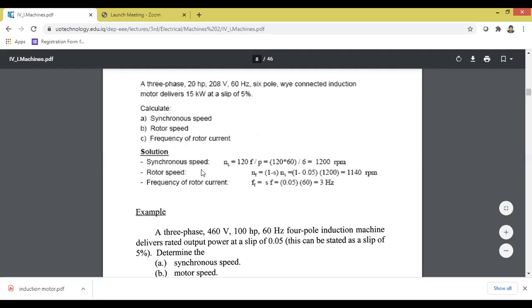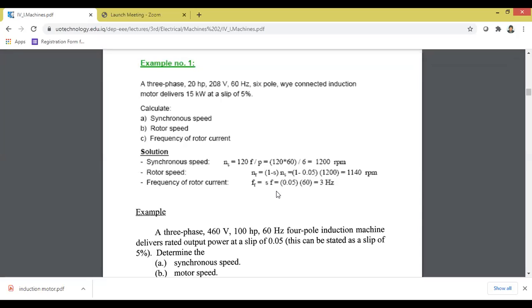The speed of the rotor is N equal to Ns into (1 minus s). Directly the slip value is given, you can substitute and you will get the value. Next, frequency. Generally frequency is 50 hertz, but the frequency under running condition, that is the frequency of the rotor, Fr is equal to s into f, slip times the frequency. Direct substitution.